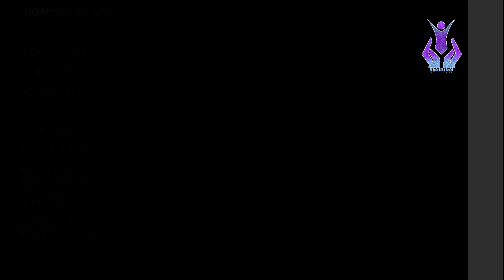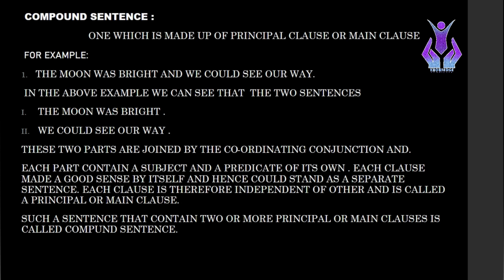The next one is compound sentences. Compound sentences are those which are made up of principal clauses or main clauses. Rather, we can say that a sentence that contains two or more principal clauses is called a compound sentence. For example: the moon was bright and we could see our way. Here we can see that we have two main clauses, that is, "the moon was bright" and "we could see our way," and we join these by the coordinating conjunction "and."